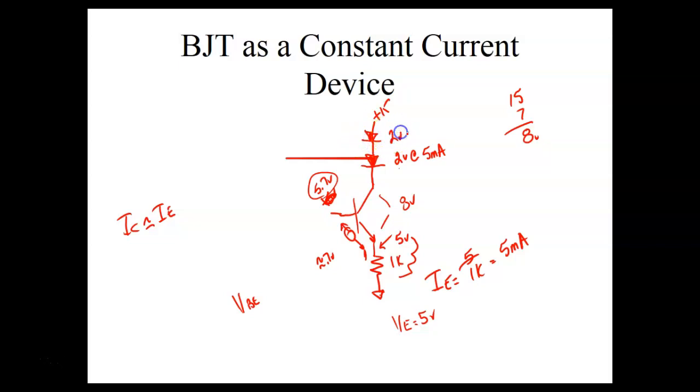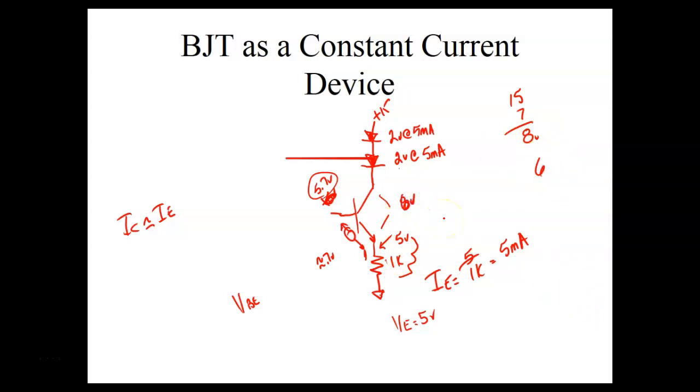It needs 10 volts at 5 milliamps. Well, I'm setting the current right here at 5 milliamps with this resistor right here. So what would happen? That would be 4 volts, 4 volts, 5 volts. So that's going to leave 6 volts here.